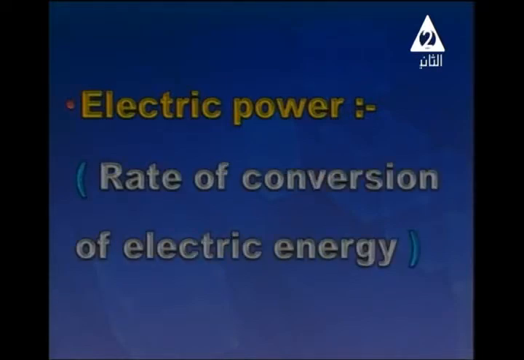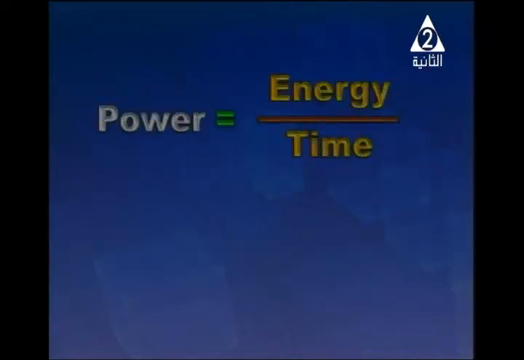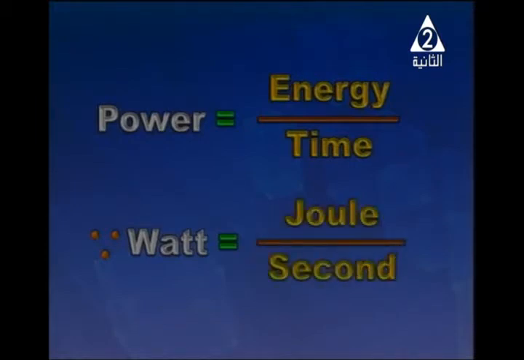Electric power is the rate of conversion of electric energy. So it is electric energy converted over time, or electric energy converted in 1 second. So electric power equals energy over time. Power is measured in watts. The SI unit of power is the watt. A watt is equivalent to joule over second.